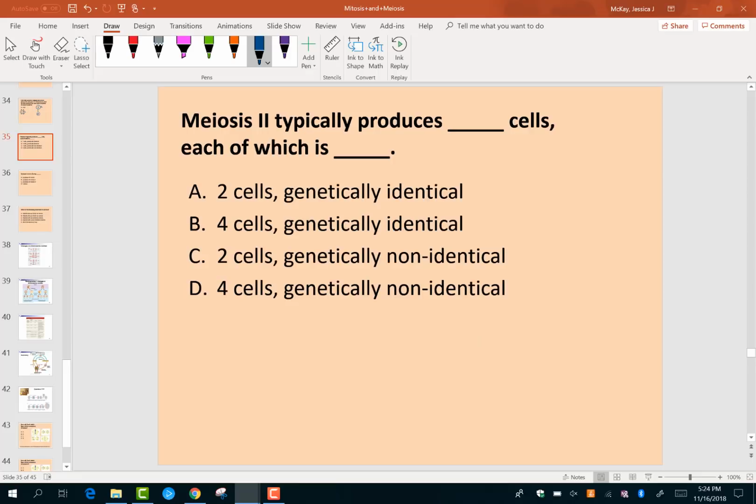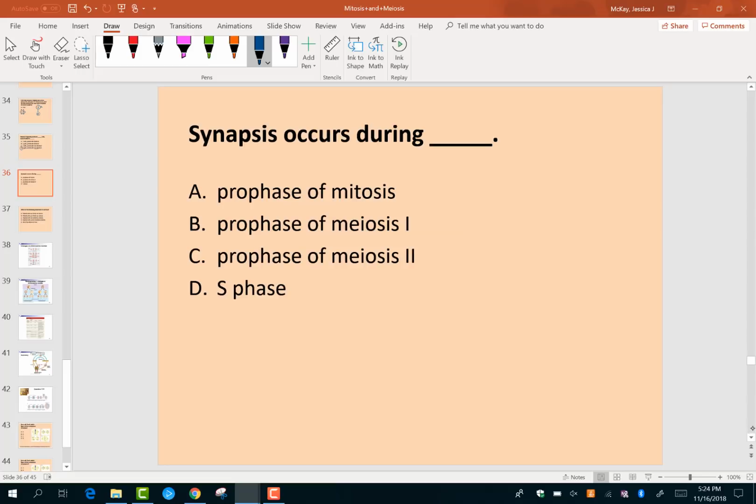Meiosis 2 typically produces blank cells, each of which... So meiosis 2 will produce 4 cells, right, that are genetically non-identical. Synapsis. This is another word for crossing over. When does that happen? It only happens in prophase of meiosis 1, or I should say primarily.